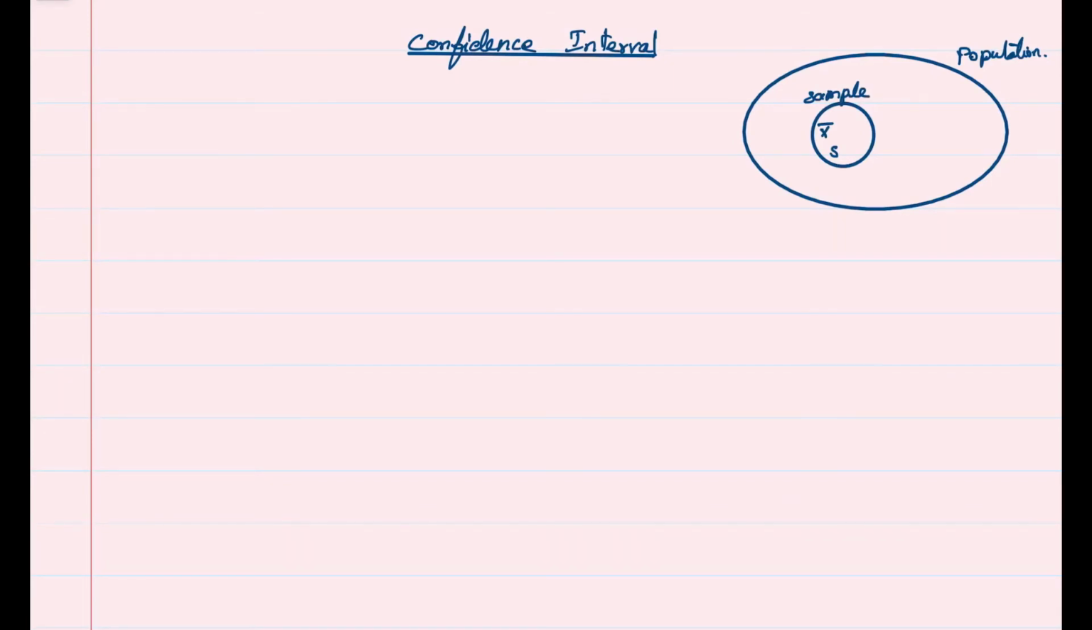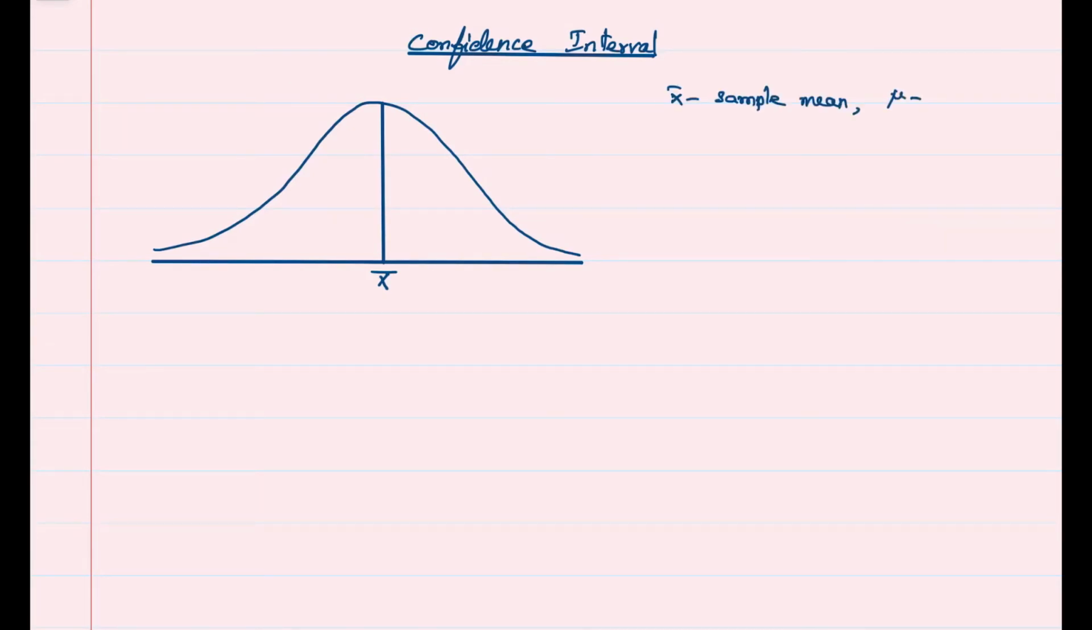And we can calculate the confidence interval for any confidence level we like, but the most commonly used value is the 95% confidence level. Therefore, the confidence interval gives the upper and the lower values between which we can be 95% confident that the mean of the population lies. Let us consider this normal curve. Let this be the sample mean x bar, and we know that mu is the population mean, sigma is the standard deviation of the population, and S is the standard deviation of the sample.